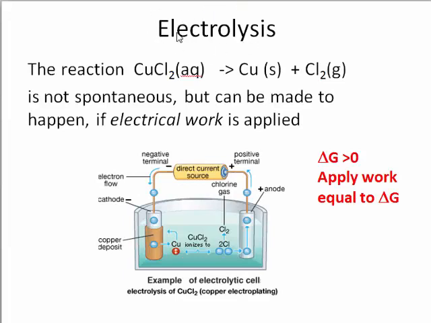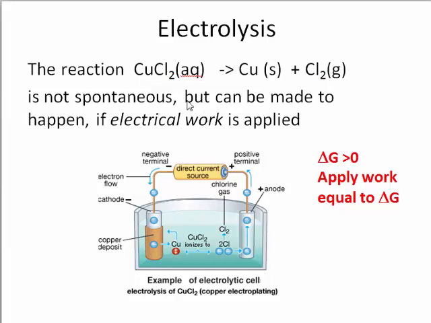Alright, what is the idea of electrolysis? Consider a reaction in which a solution of aqueous copper chloride separates into solid copper and chlorine gas. This reaction is not spontaneous. You won't see it spontaneously happening in your laboratory. You could look in tables of delta G's and calculate a delta G for this reaction. You'll get a number greater than 0.